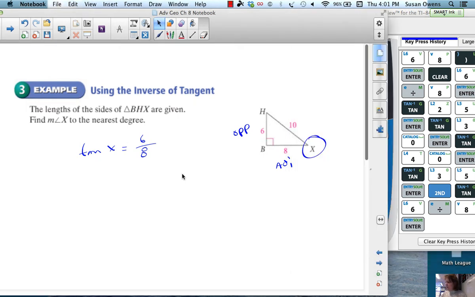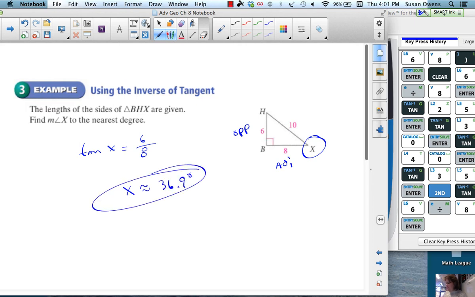So 36, and I'm done. You use the tangent button if you know the angle and you're trying to find a side, and you use inverse tangent if you know two of the sides and you're trying to find an angle.